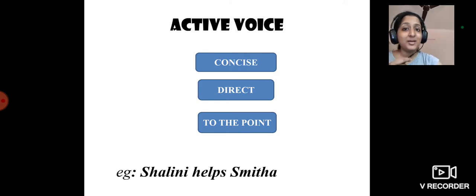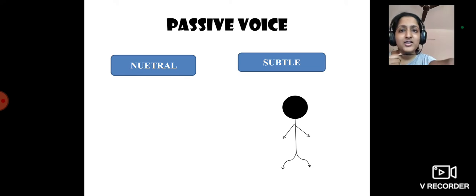When you choose to say something in active voice, the sentence would be concise, direct, and to the point. For example, as shown in this slide, Shalini helps Smita. It's an active voice, and the sentence is concise, direct, and to the point. What about passive voice? Let's understand passive voice.